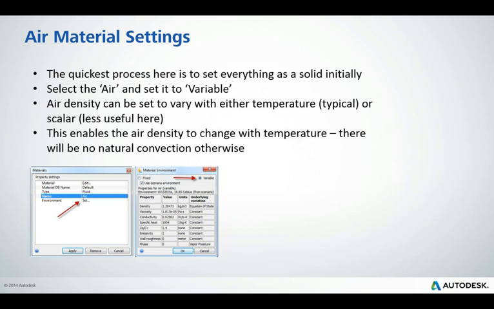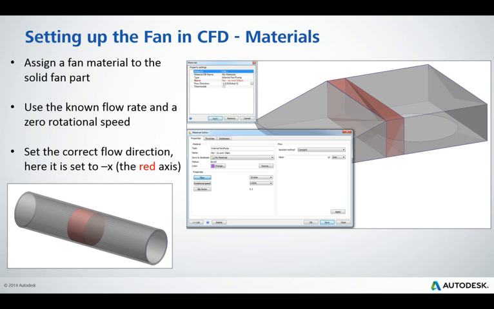And then we can assign our fan properties. So we would use an internal fan material, and we would attach that to our fan part inside the shroud. If it's a cuboid part, we would have a 0 rotational speed, because we don't want that cuboid trying to rotate. We get some quite strange velocities. If we've got a cylindrical part, we can have a rotational speed. That's fine. And then we just set the correct flow direction.